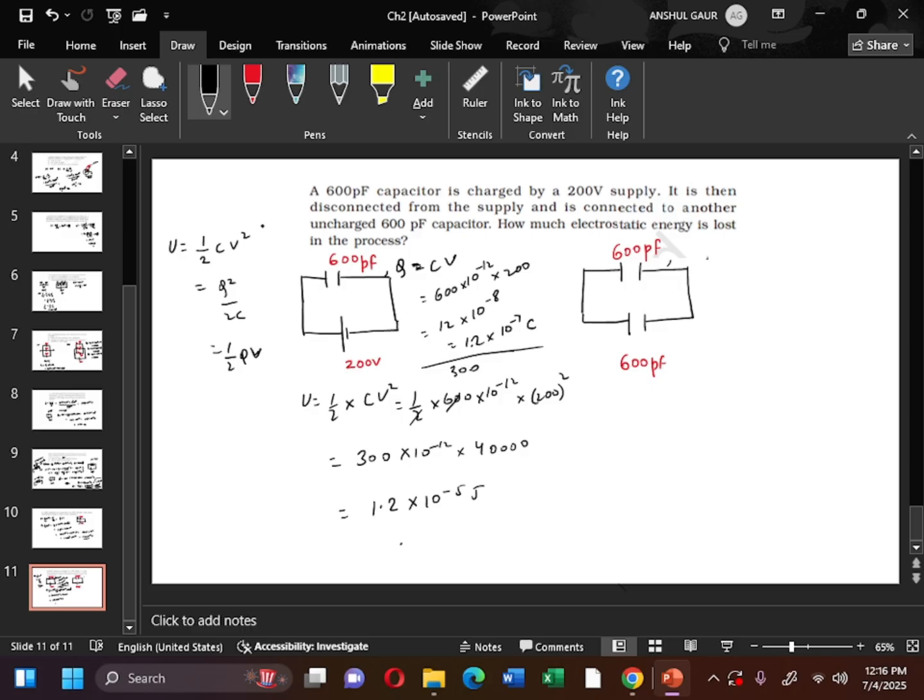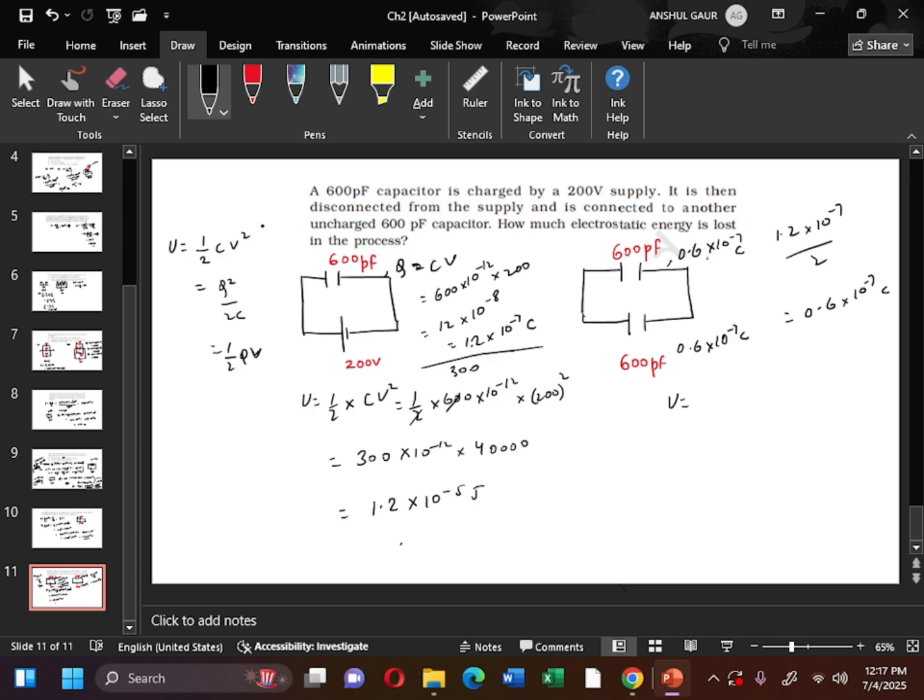Now when this charged capacitor is connected to the uncharged capacitor, there is equal distribution of charge because the capacitance is the same, so the charge is equally distributed among these two capacitors. So we take half of this value, 1.2 into 10 to the power minus 7 upon 2, which is equal to 0.6 into 10 to the power minus 7. So this amount of charge goes on each capacitor: 0.6 into 10 to the power minus 7 coulomb on the first capacitor, and similarly 0.6 into 10 to the power minus 7 coulomb on the second capacitor.